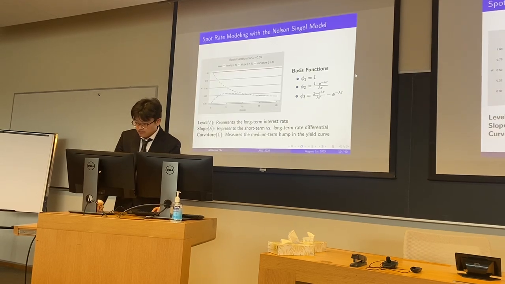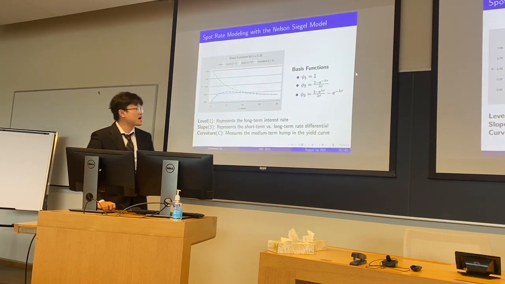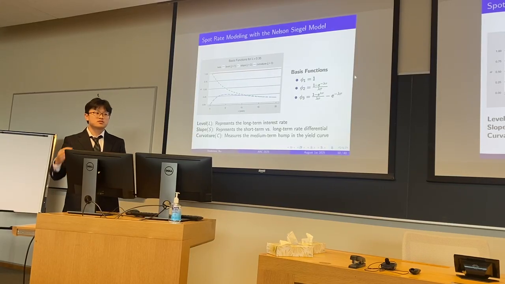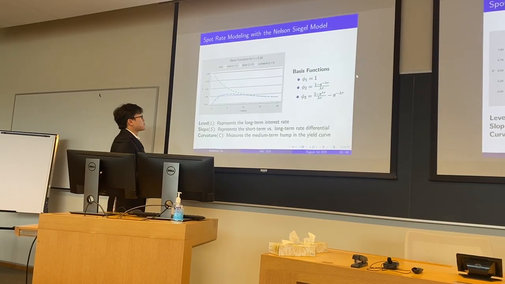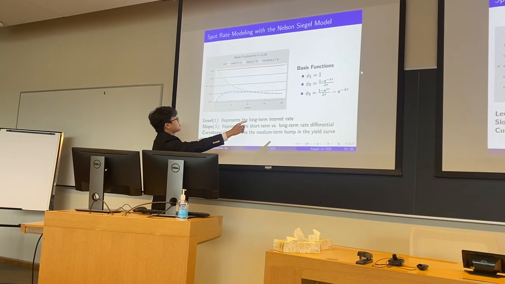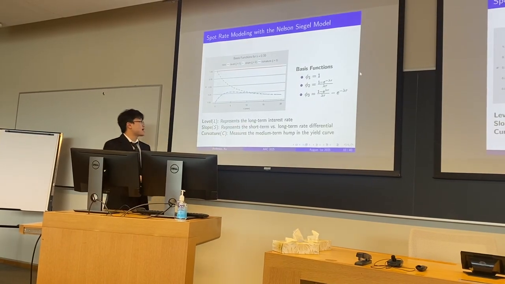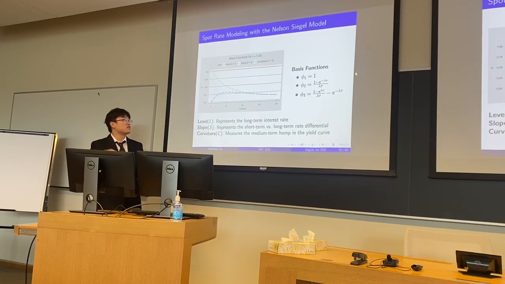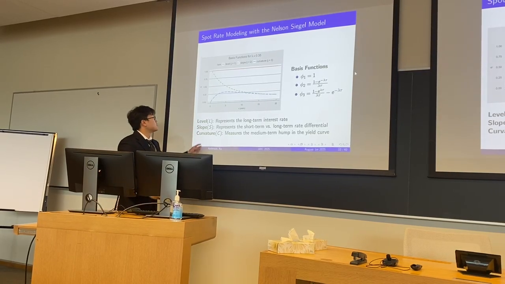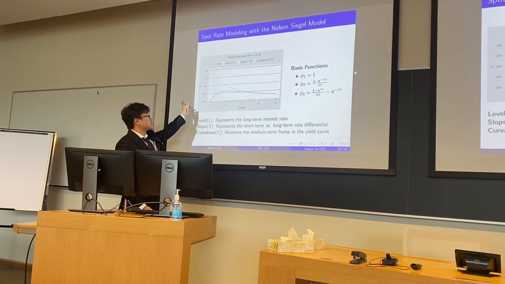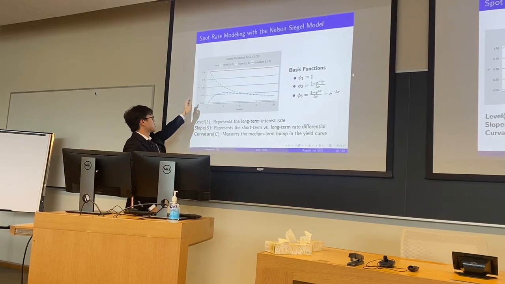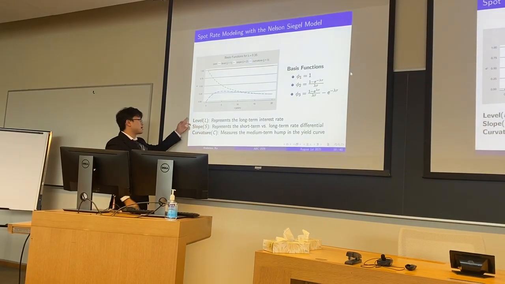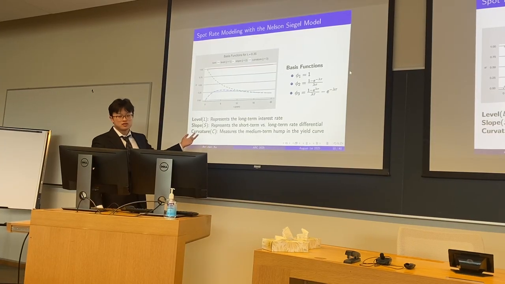So this model actually puts the modeling of a surface into a modeling of several scalars. By using those basis functions, we'll only need to track the level, slope, and curvature and track how they evolve over time. So you could interpret the yield curve as the combination of these 3 curves. And we use these 3 curves to multiply by 3 scalars, we have a yield curve.